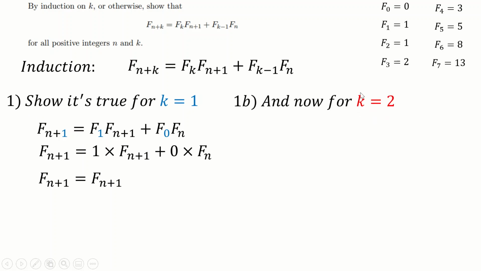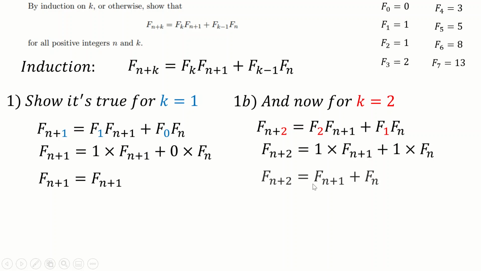Sorry, I keep speaking. k is 2. When I put k as 2 into here, I get this. Now f of 2 is 1, f of 1 is 1, so I get just this plus this, but I know this is true, because that's just how Fibonacci works, right? So I've proved it's true for k is 2 now and k is 1.